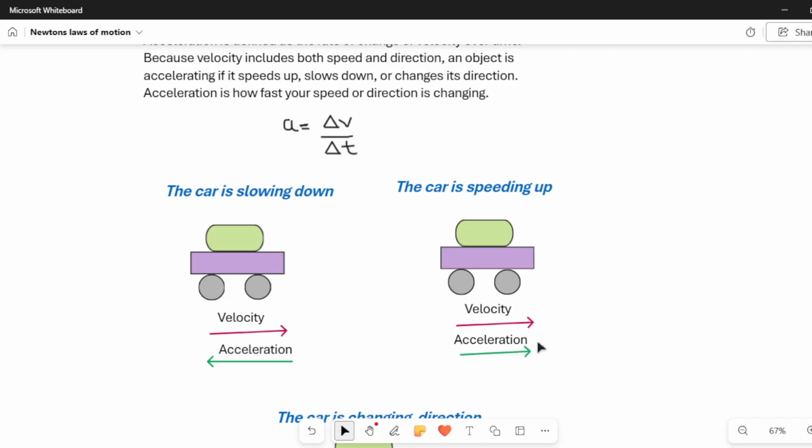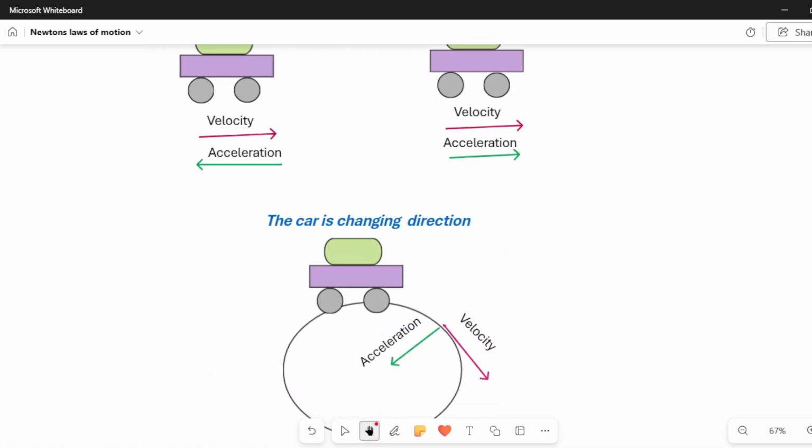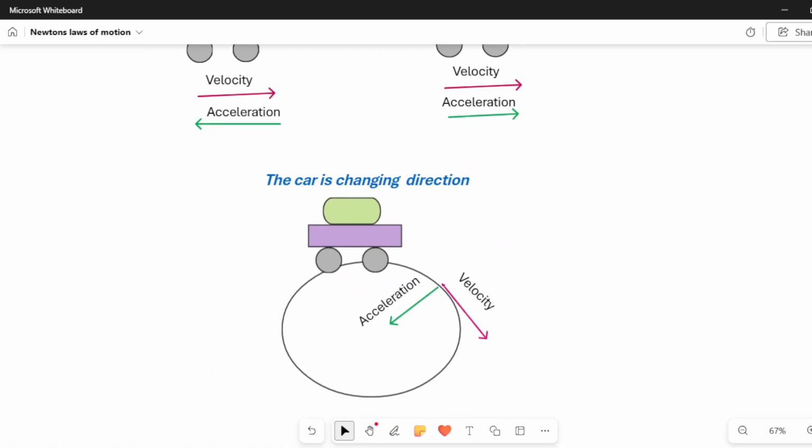So how fast you are increasing that speed is your acceleration. That time also we use the word acceleration. Similarly, the car is changing direction, so it is now rotating in the circular path. So here again, change in velocity is acceleration. So here also we call the car is accelerating because it is changing direction.